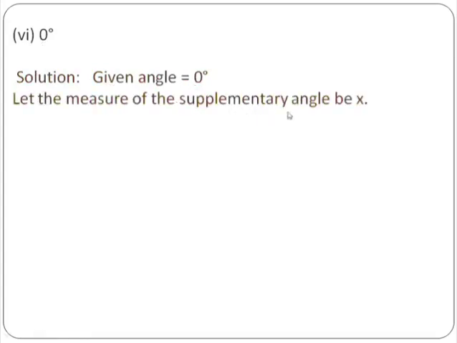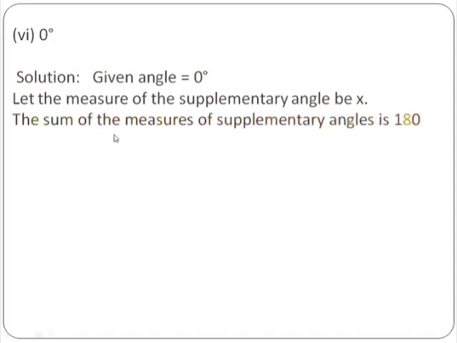Now example number 6, 0 degrees. Write the given part. Given angle is 0 degrees. Let the measure of the supplementary angle be x. Now write the property: the sum of the measures of supplementary angles is 180 degrees. Again using the property, we will get the equation 0 plus x is equal to 180.